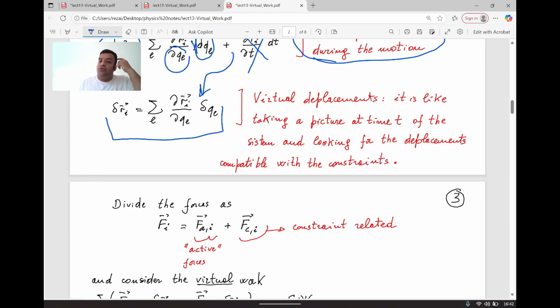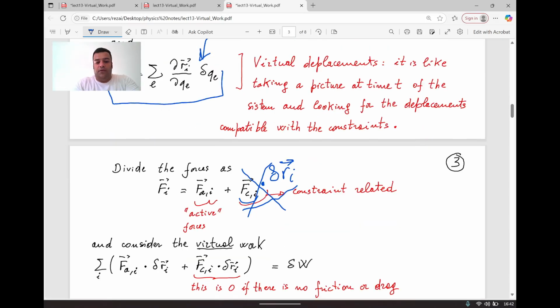In virtual work, when we have no friction like this, the virtual work is 0. Therefore, the constraint force also is 0, because the virtual work is exactly force times delta r_i. When all of this is 0, the constraint force is 0. Therefore all this part cancels, and we just work with the active force here.